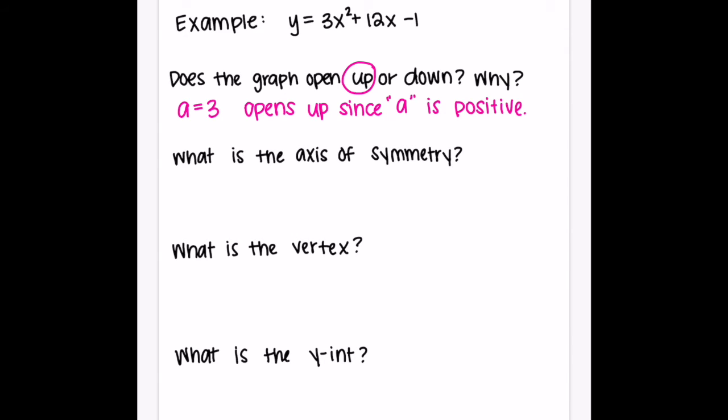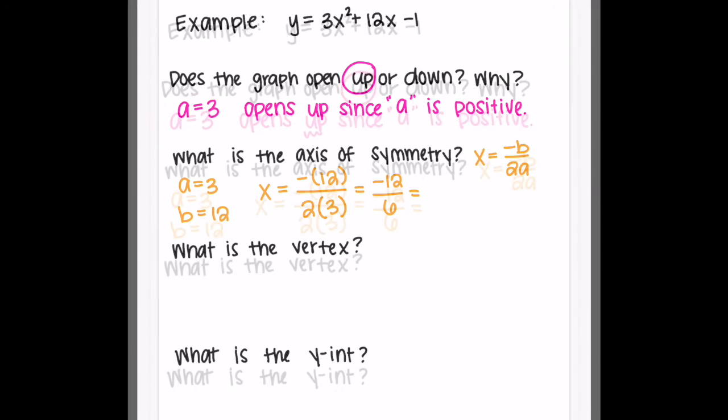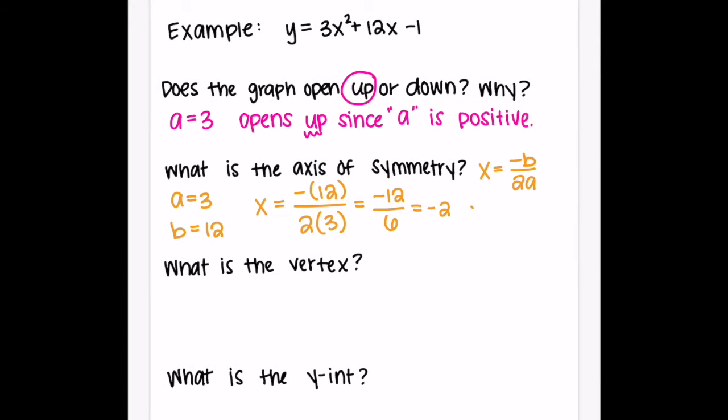Okay, now what is the axis of symmetry? So the axis of symmetry, remember that that is x equals negative b over 2a. So x equals, well, our b value, let's find those first, a and b. A is 3, b is 12. So if x equals negative b, that would be negative 12 over 2 times a, which is 3. All right, so negative 12 over 2 times 3 is 6. So negative 12 divided by negative 2. So our axis of symmetry is x equals negative 2.